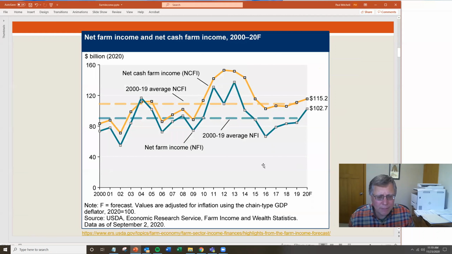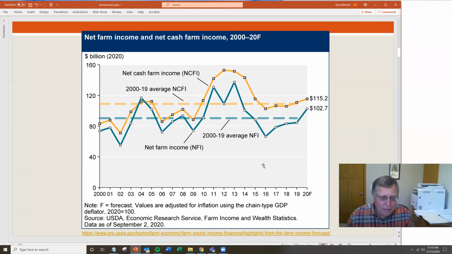Then you look at farm income here, and this is one of these aggregate numbers. For 2020, the forecast as of September 2nd is a little above average, 115 billion or 103 billion, depending on which measure you're using. We're above that long 20-year average of those dotted lines, whether you're using cash income or just farm income. So these farmers are doing okay this year.